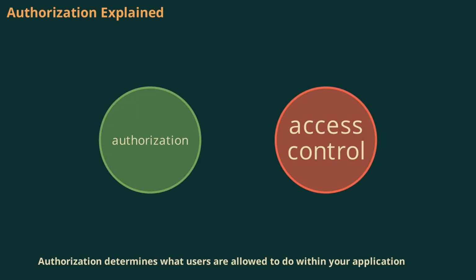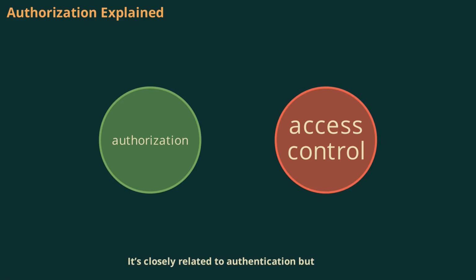Authorization determines what users are allowed to do within your application. It's closely related to authentication, but focuses on permissions and access control. As you build more complex systems, you'll need to implement role-based access and ensure that users can only access what they're supposed to.